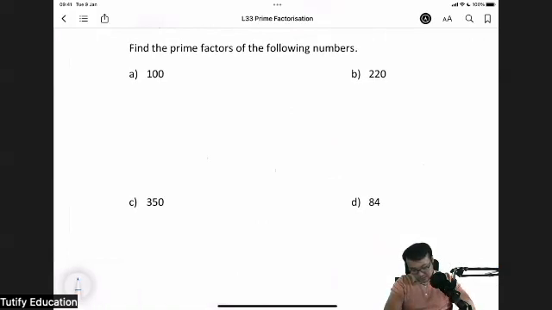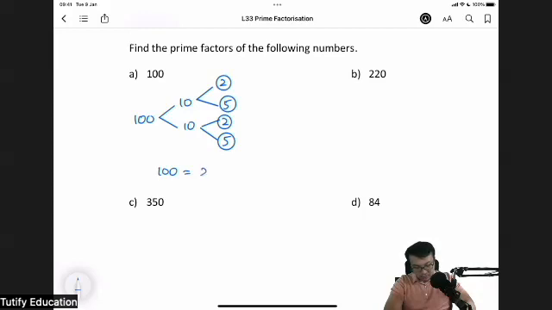I'll show you the first example, 100. We are going to branch it out. We're going to say 10 times 10 equals 100, right? And we also know that 10 equals 2 times 5. So we circle all the prime numbers. And we can then write down 100 equals 2 times 2 times 5 times 5. I'm always going to arrange the numbers from small to big so that I will not make any careless mistakes, especially when I do word problems.